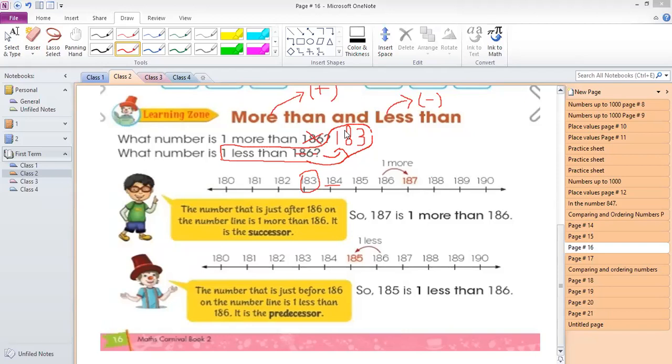182. That's very good. How do you know, guys, 182? In the number line, you will find 183 first. Because now you are interested in finding out less than, so you will not go after, you will go before. What is the number before 183? That is 182. So that is the answer, 182.